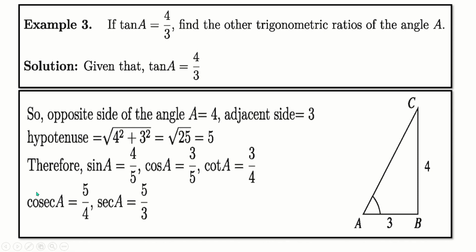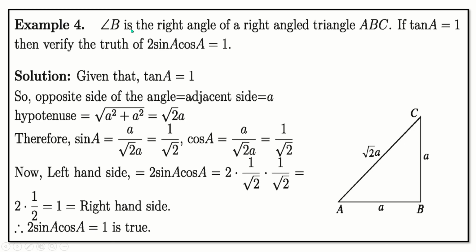So sin A equals what? Sin A equals 4 by 5, as the hypotenuse is 5. Cos equals 3 by 5, cot equals 3 by 4, and cosec, after getting sin A, we can easily say cosec equals 5 by 4, and sec equals 5 by 3. Clear everyone? And also, as here is given tan A equals 4 by 3, cot A equals 3 by 4, the converse of tan A. Clear everyone?